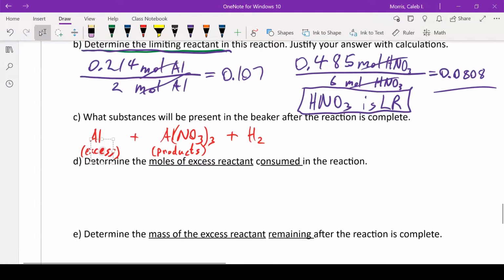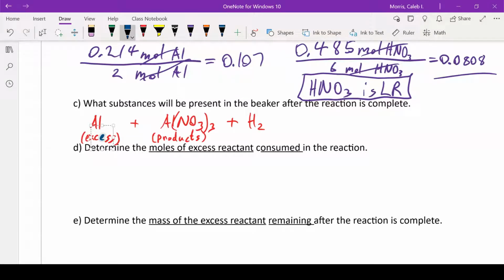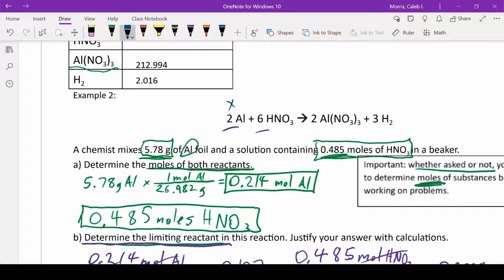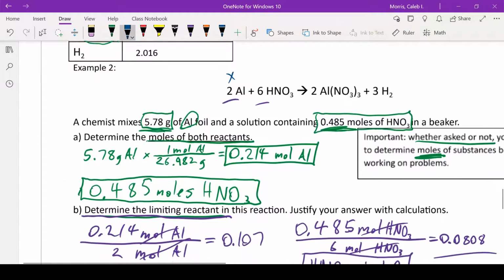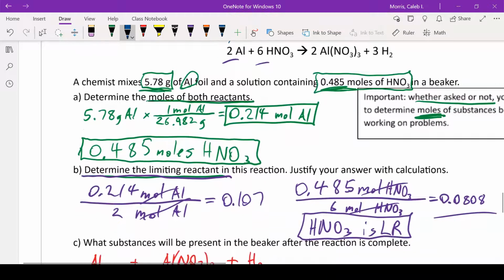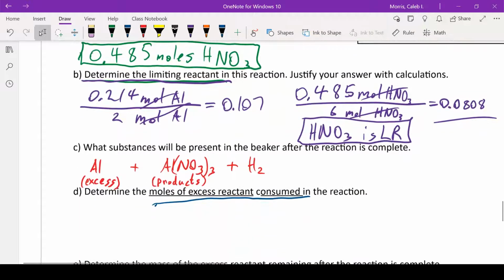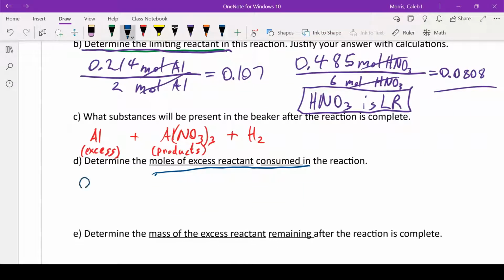Okay, now we want to determine the moles of excess reactant consumed. So the moles of the excess consumed, that means I'm looking for aluminum. Okay. Going back to our problem, aluminum is X now. And I'm going to always use my moles of limiting reactant. So 0.485 moles of my limiting reactant divided by 6 moles of HNO3. So 0.485 moles of HNO3.